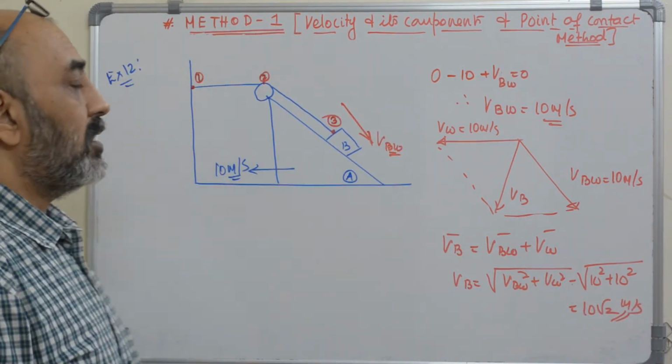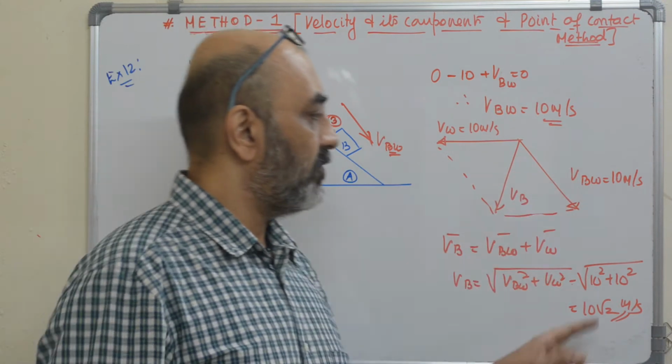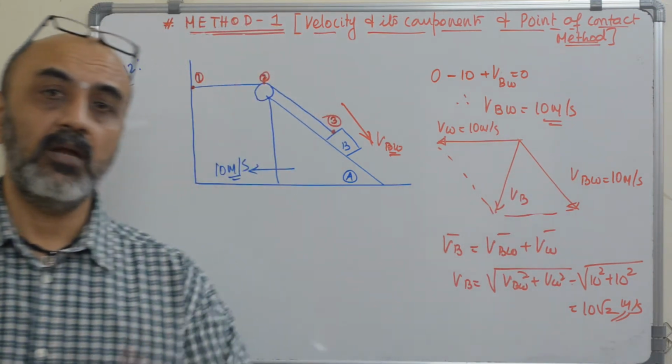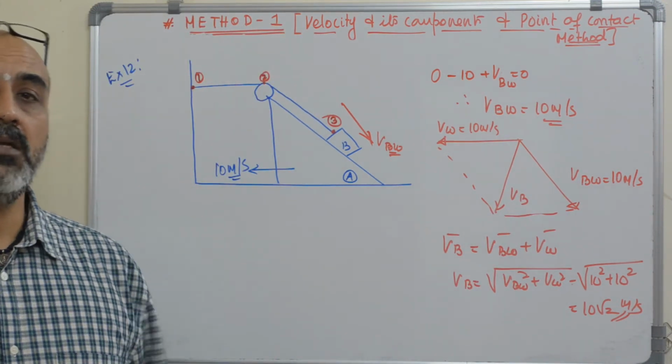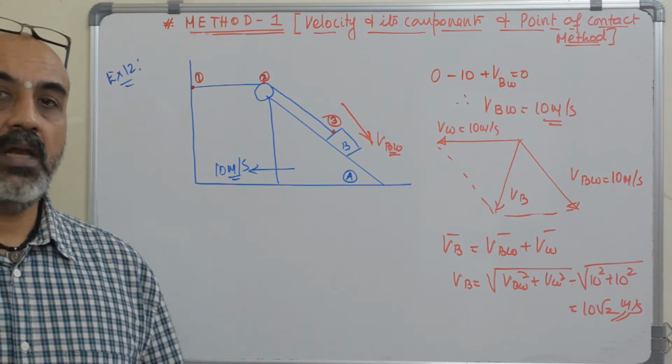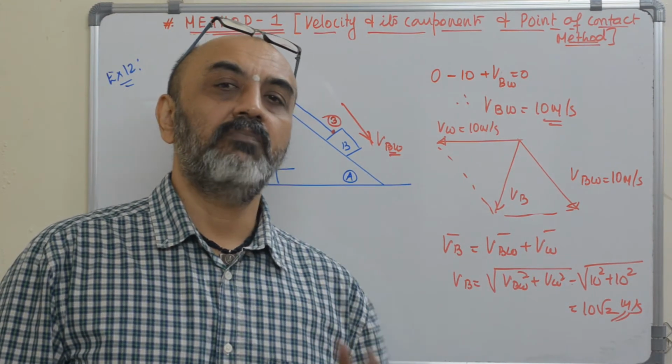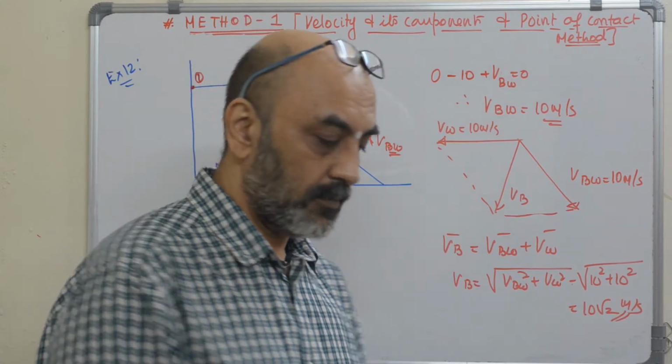So in your answer, if you have a 10 meter per second given and a 10 root 2 meter per second, then 10 root 2 meter per second is your answer. In the answer, if you have a 10 meter per second and no 10 root 2 meter per second, then you are expected to take 10 meter per second as the answer.